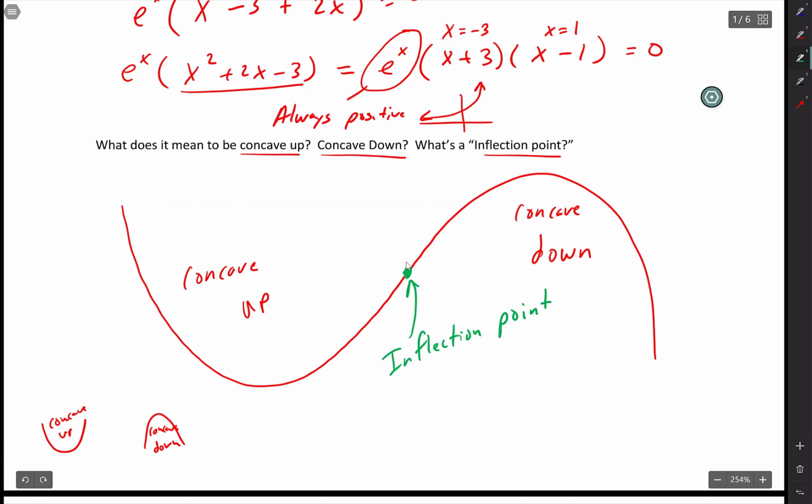Take a guess. Use context clues. What do you think inflection point means? Perfect. That's it, guys. That's all it means. So write that down for your notes. Inflection point is just where concavity changes.